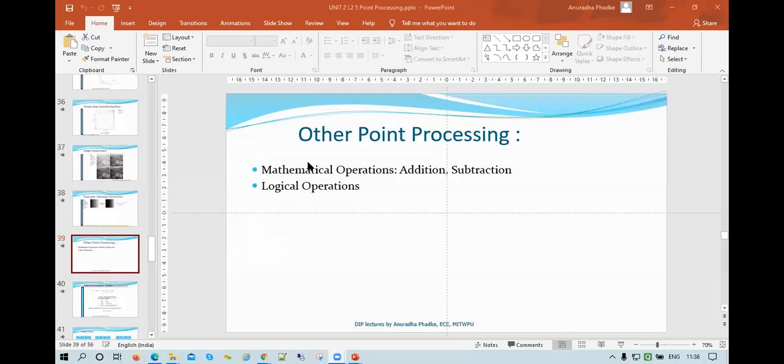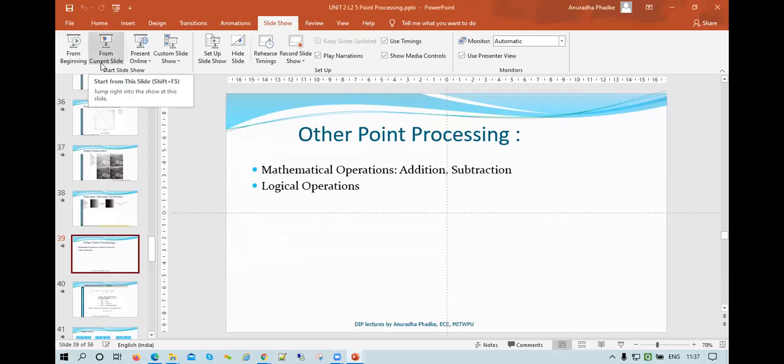Okay, so in today's lecture, we are going to talk about very basic point processing operations like mathematical operations and logical operations. Okay, so let us start the slideshow.